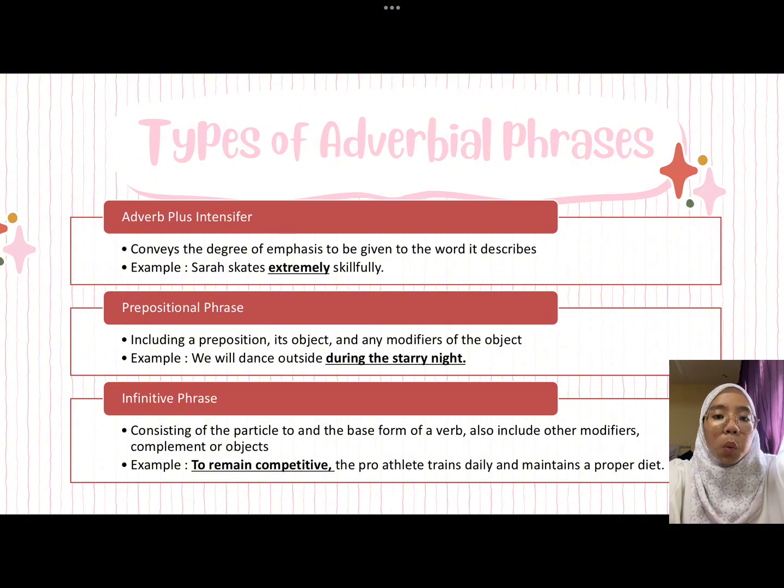Okay, the third one is infinitive phrase. An infinitive phrase consists of the particle to and the base form of a verb. It can also include other modifiers, complements, or objects. For example, to remain competitive, the pro athlete trains daily and maintains a proper diet. The infinitive phrase is an adverb describing why the athlete trains and maintains a proper diet.